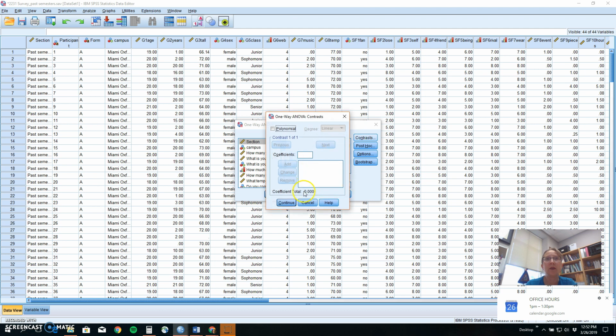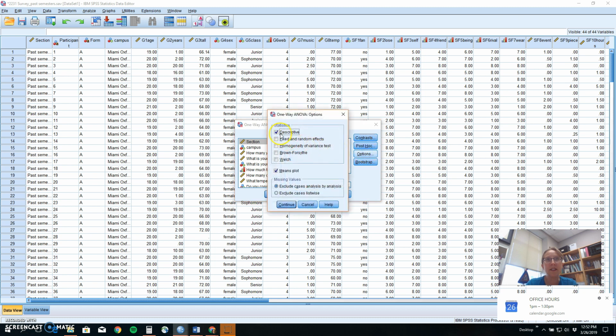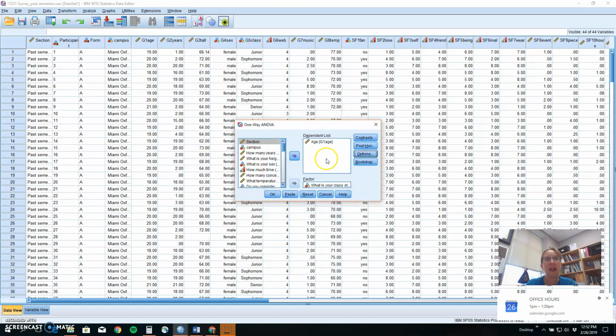Under contrasts, we don't need to do anything. If you wanted to do in your design, instead of testing every group from every other group, you could compare certain sections. That's where we might use contrast. But as we're just getting started, we don't need to do this today. We want to go under options to ask it for the descriptive statistics and a means plot. This is going to give us a line graph that shows us the difference in the means, if there is one, between the different groups. And continue. And then we might need a post hoc test.